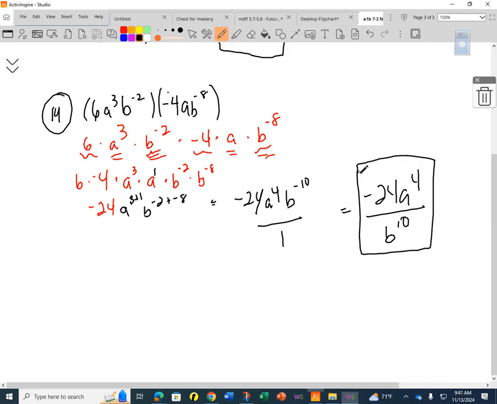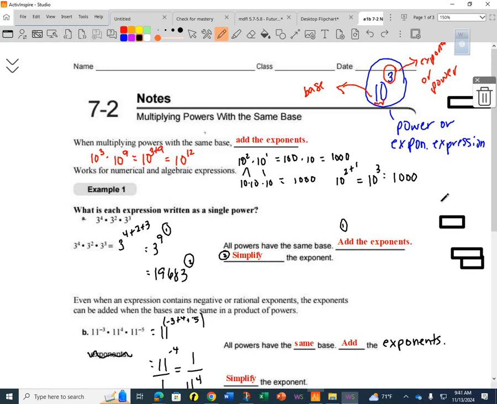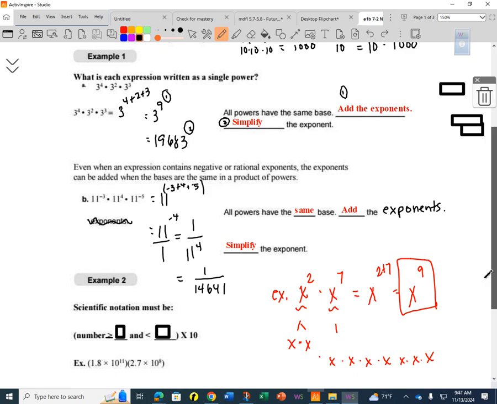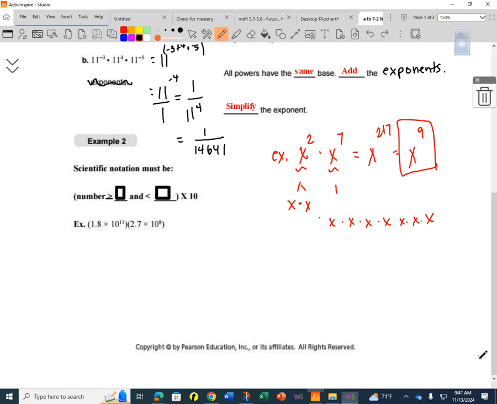Brooklyn, does that make sense? Yes, okay. All right, any questions on that? So now we are going to go back to our notes and look at the scientific notation. Let's see, what is this?